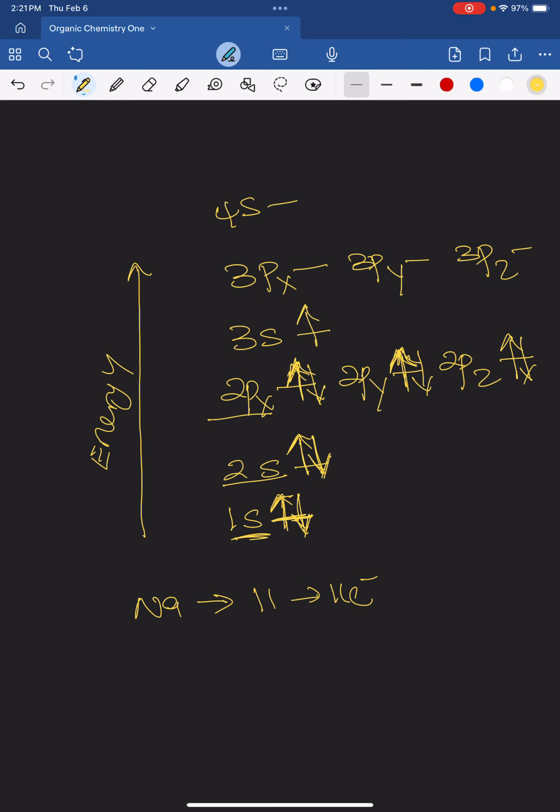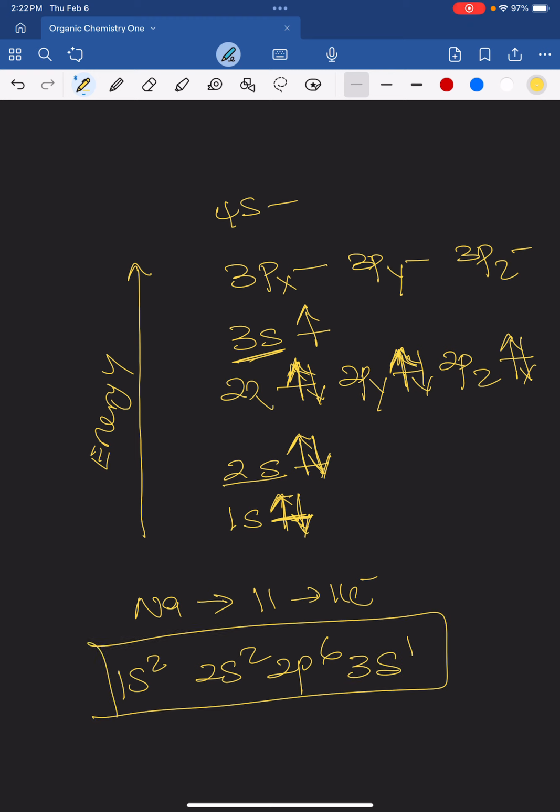So the electronic configuration for sodium would be 1s2, 2s2. Your 2p orbital has a total of 6 electrons, right? It's 2, 4, 6. So you write 2p6. Then you move to 3s, it only has 1. 3s1. And just like that, this is the electronic configuration of sodium.